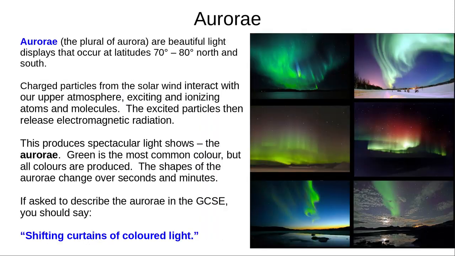The aurorae are beautiful light displays, most easily seen at latitudes 70 to 80 degrees north and south. Charged particles from the solar wind interact with the upper atmosphere, exciting and ionizing molecules, which then release electromagnetic radiation. The light produced is the aurorae, most often green light, though all colours can be produced. They appear as shifting curtains of coloured light, which change over seconds and minutes.